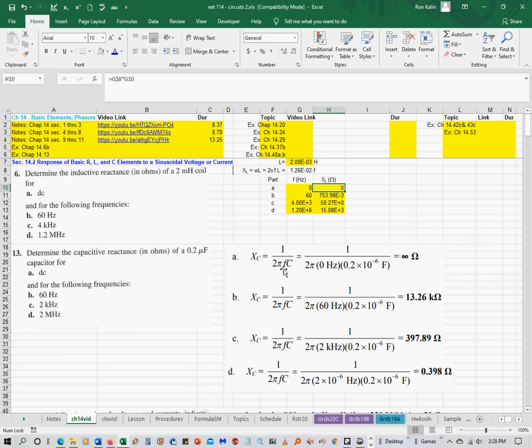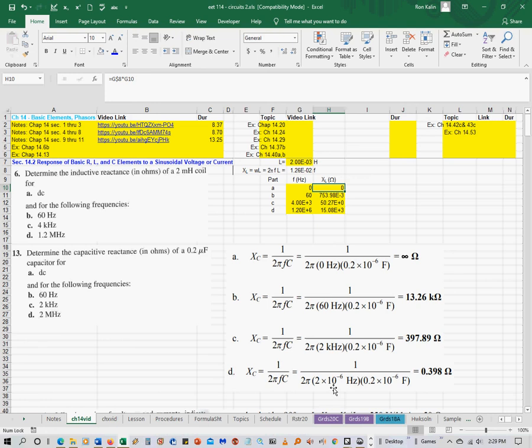Substituting in your values for part A is 0, so this denominator would be 0. 1 divided by 0 is infinity, so it'd be an infinite amount of ohms, an infinite amount of capacitive reactance. Part B, similarly, you substitute in 60 hertz and you get 13.26 kiloohms. Part C, substitute 2 kilohertz, you get 397.89 ohms.